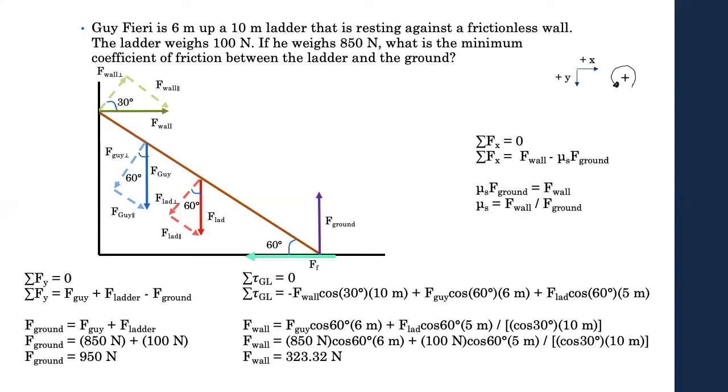So now we have the two forces. The force of the ground is acting on the ladder and the force of the wall is acting on the ladder. So can we find our coefficient of friction? 0.34. Sounds about right. This is something realistically you could see on your exam. This would be a long answer question, right?